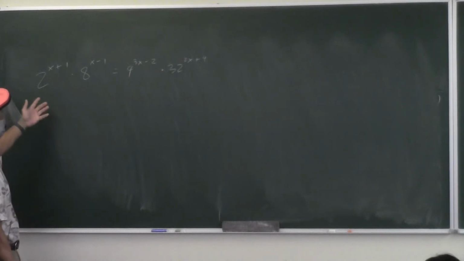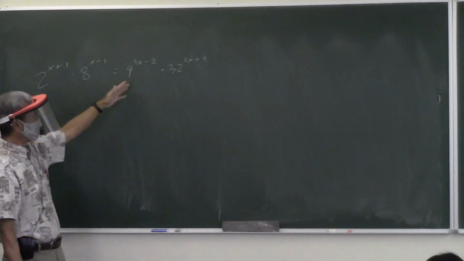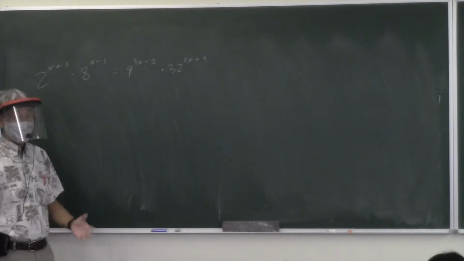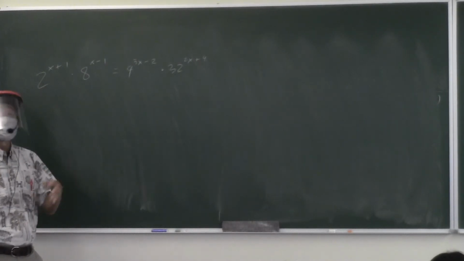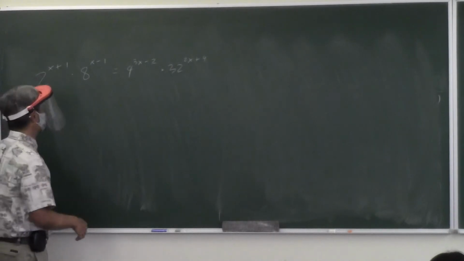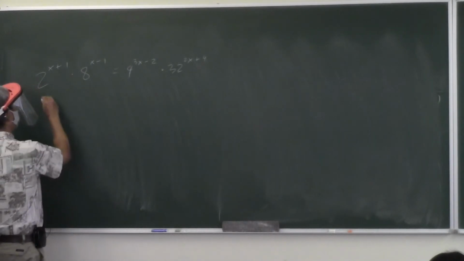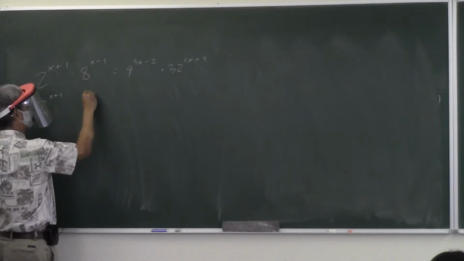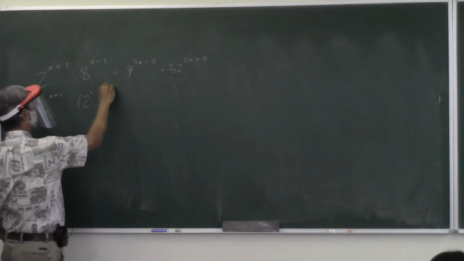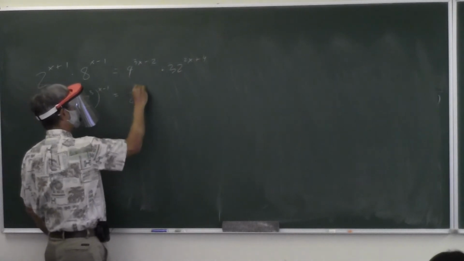So what number is a common base for 2, 8, 4, or 32? 2. Well, actually, it could be 4, right? Could be 32 even, but to make it simple, we'll just do 2. So change everything to base 2. 2 to the x plus 1, and then 8 is the same thing as 2 to the 3rd, correct? 4 is 2 squared.